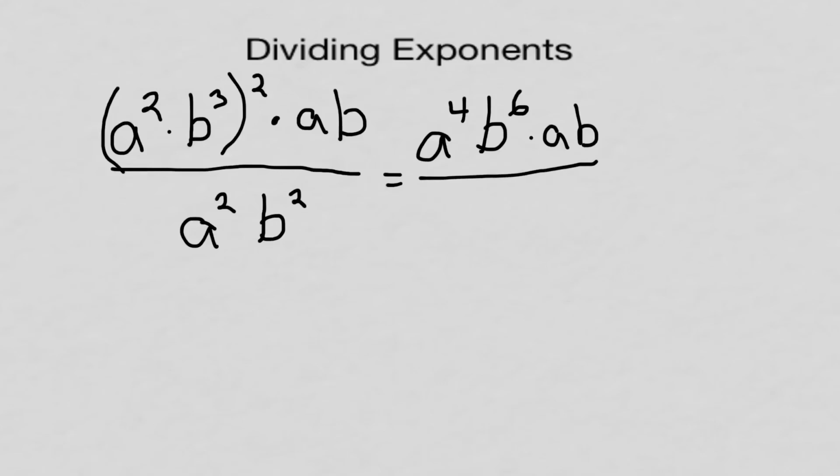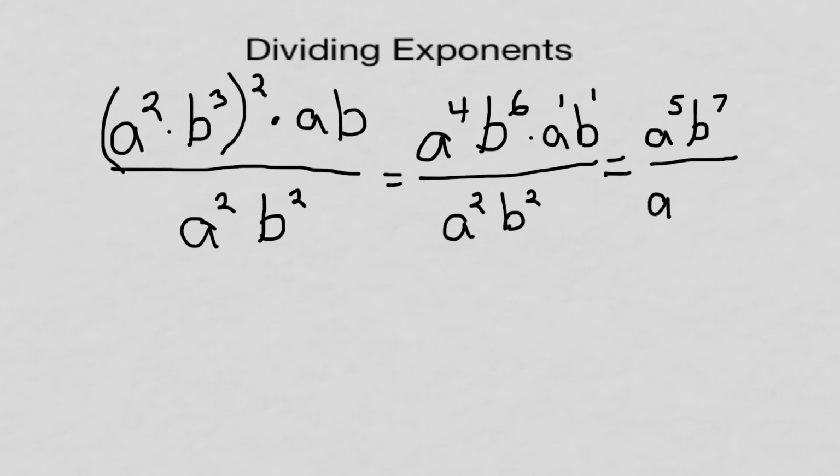All right, I'm just going to go ahead and copy over the denominator. B squared equals, now I just have to remember this is a to the first, this is b to the first. I add the exponents, so this is going to be a to the fifth, b to the seventh, over top of a squared, b squared.